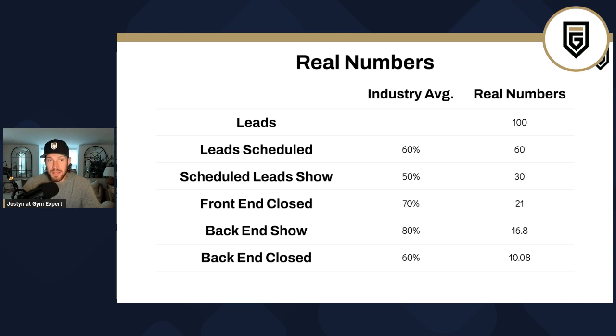So let's operate under a few different pretenses, and I'll touch on those as we go. The first one is that we're all running our front end offer as a 7-day free trial. Okay. So I've got some industry averages, which are outlined in the left column. And on the right column, we're just going to use some example numbers. Let's start with 100 leads, just to make the math super simple for us. Let's say we get 100 leads a month.